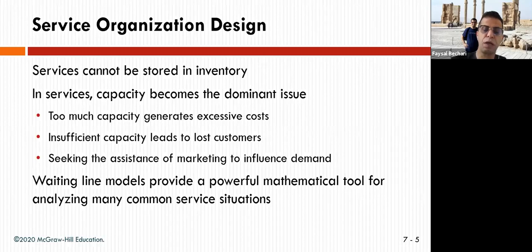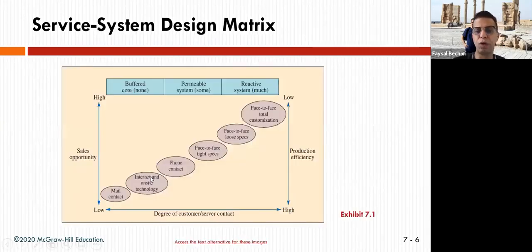The other thing is waiting line models provide a powerful mathematical tool for analyzing many common service situations. Waiting in line is something very scientifically driven, and it can help you as a service provider to manage your delivery of services. So there is a whole chapter about waiting in line. So what kind of services?